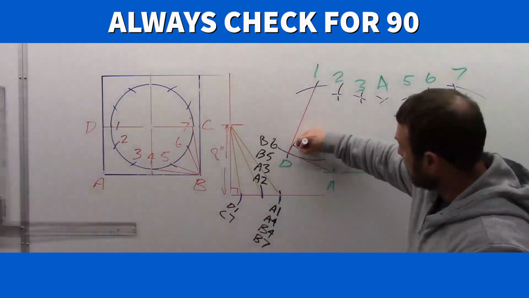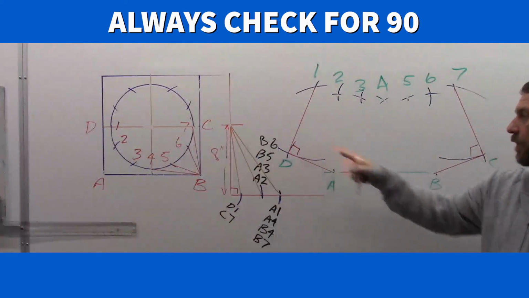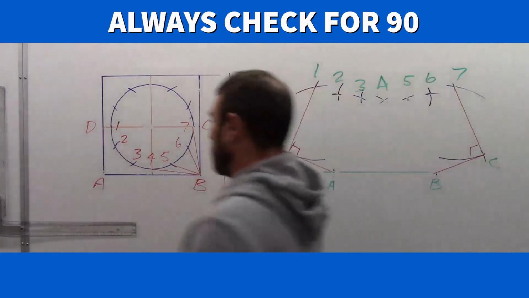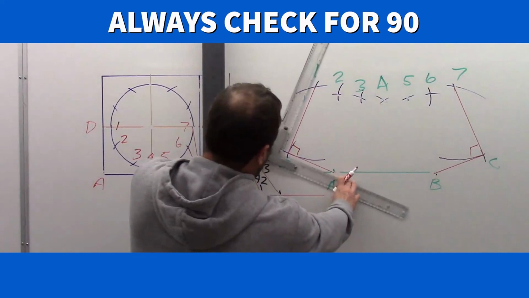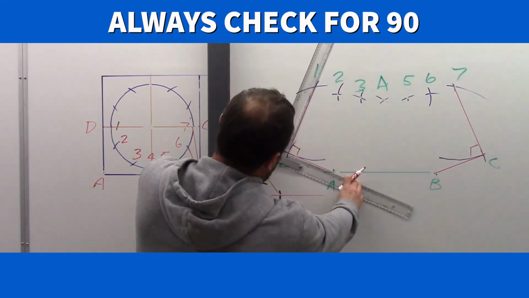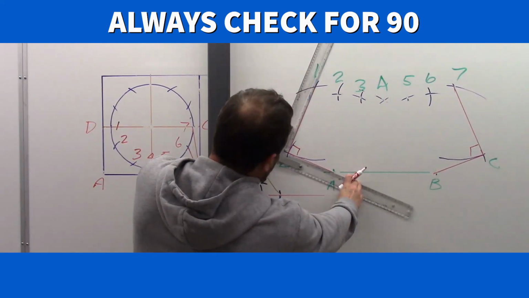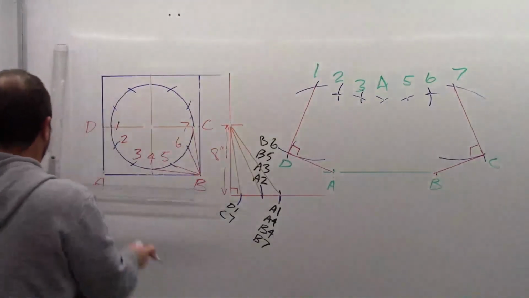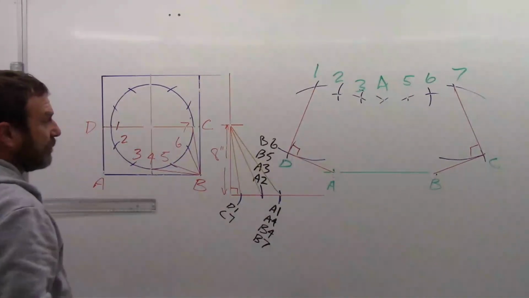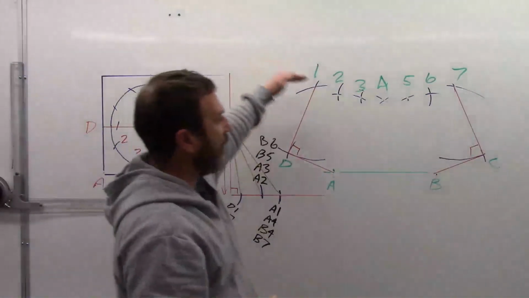But that's our check for a squared around. Is that corner 90? Looks pretty good, but I can take my drafting arm and let's put it on there. Perfect. Okay, that's exactly 90. So we've done that correct. Our other checkpoint is at the top.